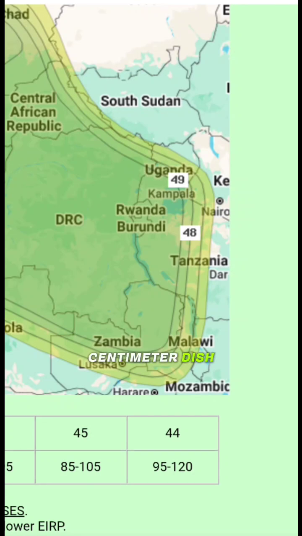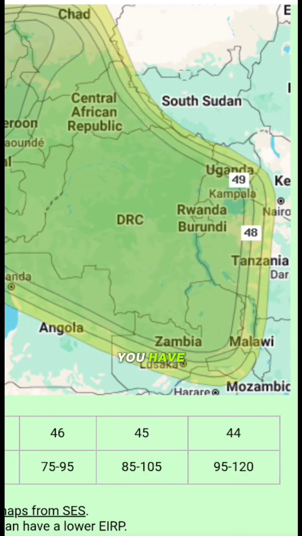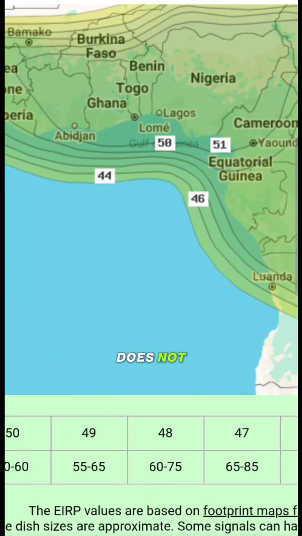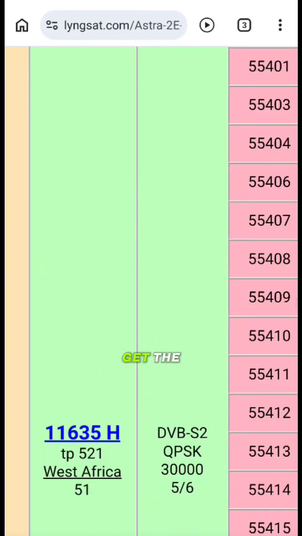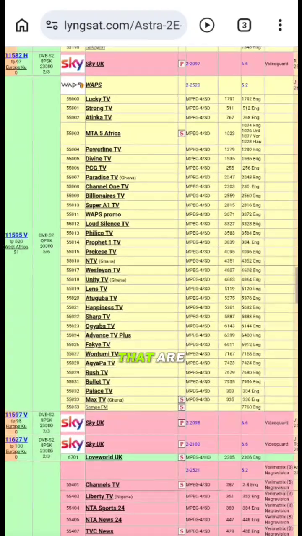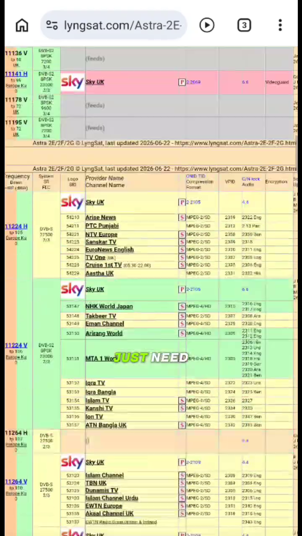So that does not mean that people in Nigeria, for instance, or people in the UK cannot get the signal, but they just need a bigger dish. I have not tracked that now, but you may need something from, let's say, a 2 meter dish to a 3 meter dish for you to be able to get all this frequency of BBC Parliament and all the stuff.